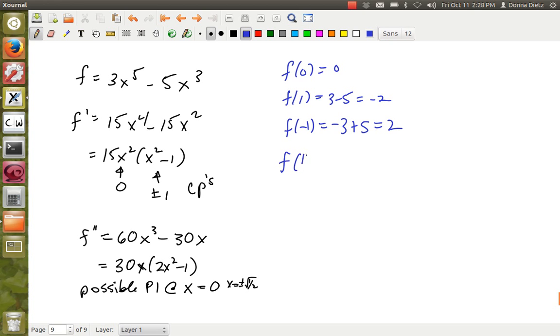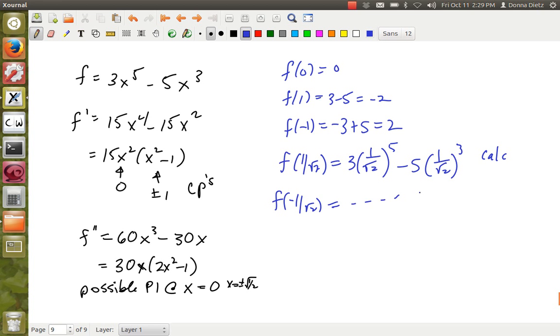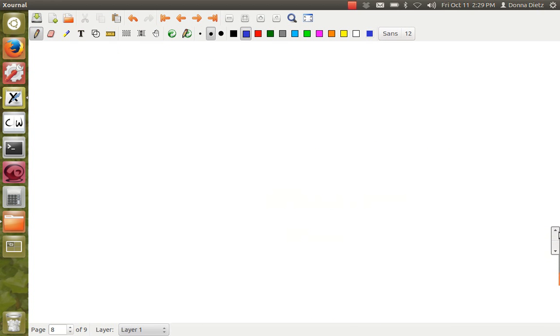f of 1 over square root of 2. That's going to be, let's see, 3 times 1 over square root of 2 to the 5th minus 5 times 1 over square root of 2 to the 3rd. And you know what? You can either use your calculator or don't worry about it. So, calculator. This is just too tedious to do by hand. And then the same thing for the minus 1 over square root of 2. Okay? And let's see what's going on over here.